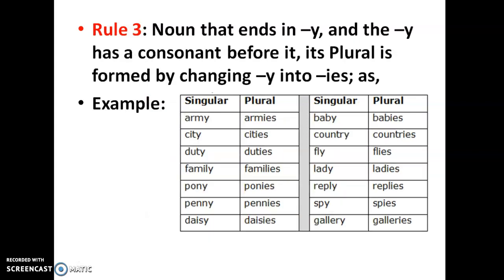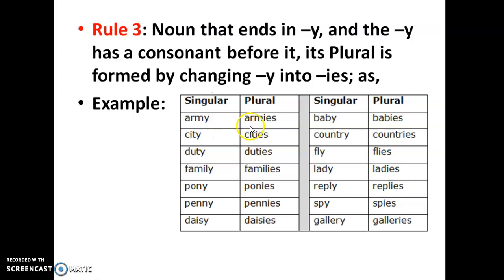Moving to the rule number 3. Nouns that end in Y and the Y has a consonant before it. Its plural is formed by changing Y into IES. Okay. So, we will see the example. Any word ending with Y and before that Y, when a consonant is there, then you have to replace with IES. Okay. So, we will remove the Y and we will replace Y with IES. Few examples we will see.